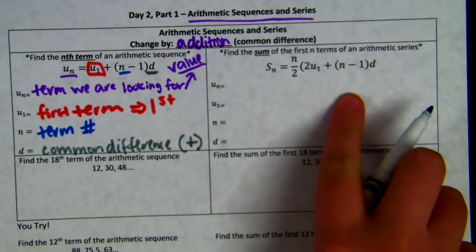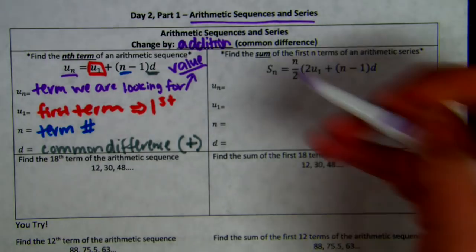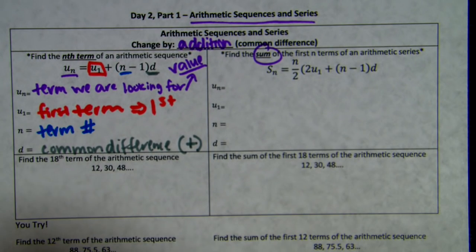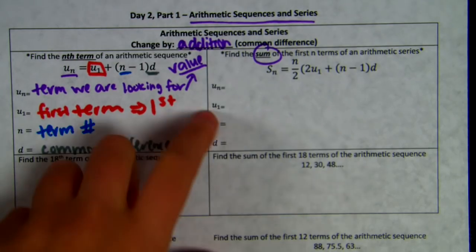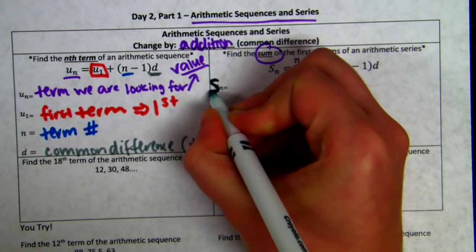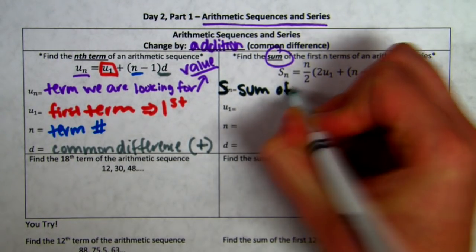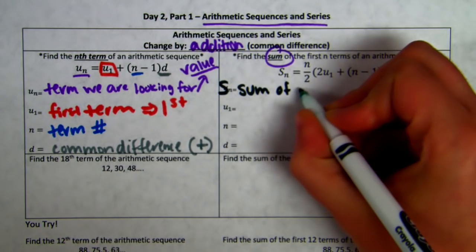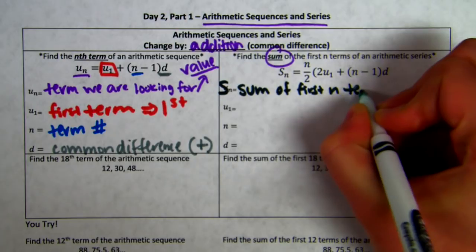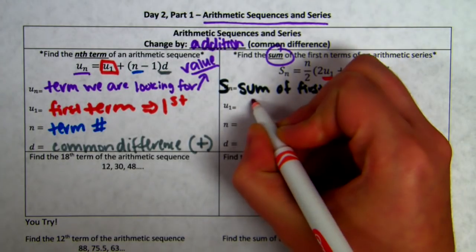Looking to this right panel, this is saying find the sum of the first n terms of an arithmetic sequence. So this is the sum, which means that if we added up all of the terms together in an arithmetic sequence, that would give us the sum of the first n terms. This should be Sn. So instead of Un, notice that this is an S. So this Sn is the sum of the first n terms. Again, it's what we're looking for. U1, once again, is going to be the first term.